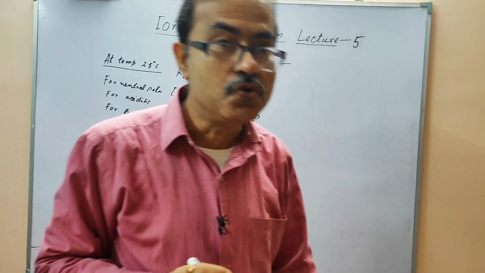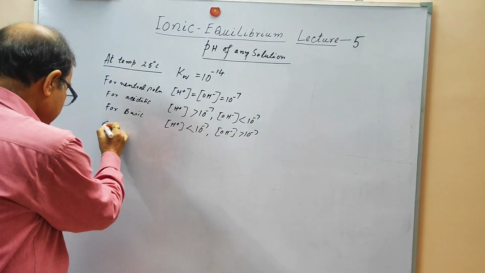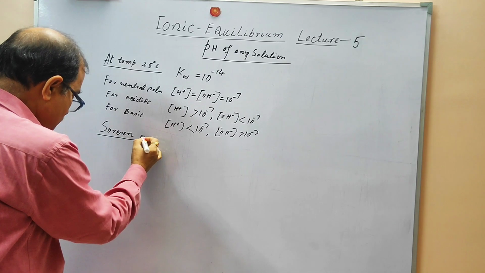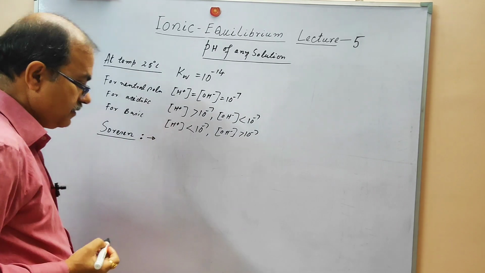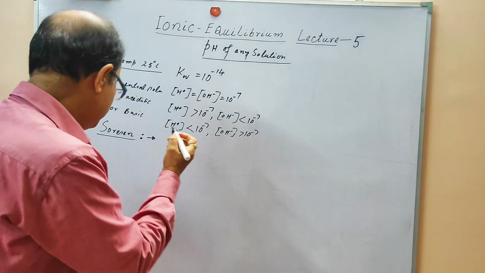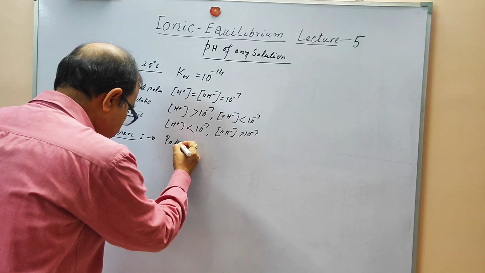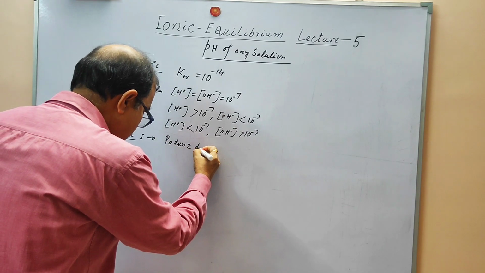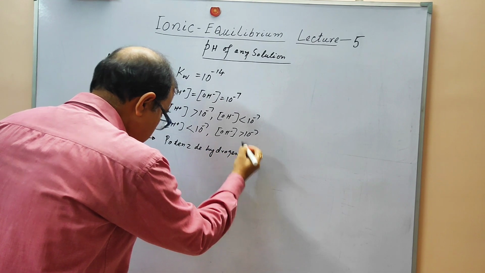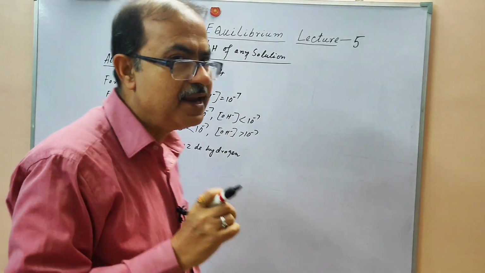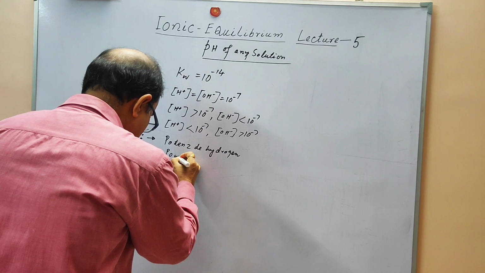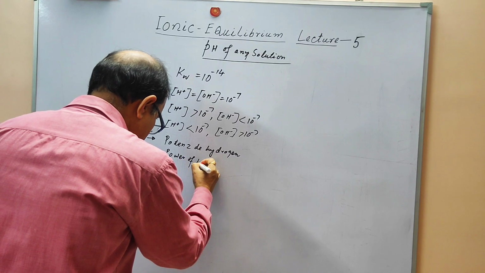And that is what Sorensen, the scientist, proposed as the concept of pH. pH is basically the potency of hydrogen. In the Danish language, it is called the power of hydrogen.